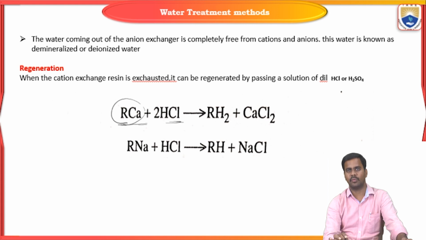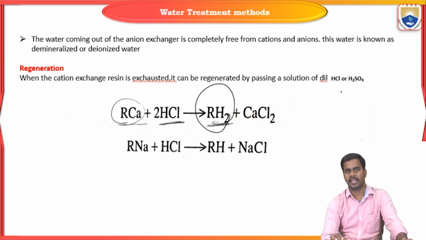So how can we regenerate it? By passing HCl into tank B, which contains only the cations of hot water on the resin. Let us see what will happen. When you pass HCl into tank B, the cations of hot water are replaced by the acidic functional group. Then our cation exchange resin has been regenerated.